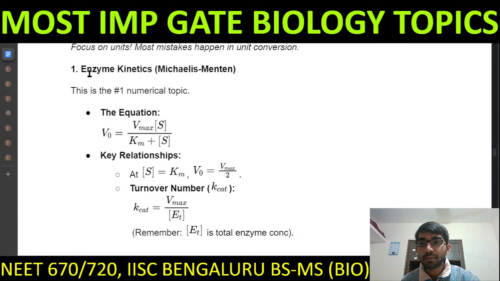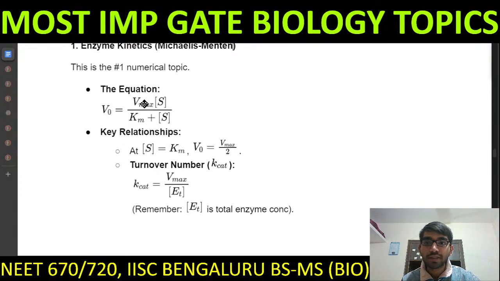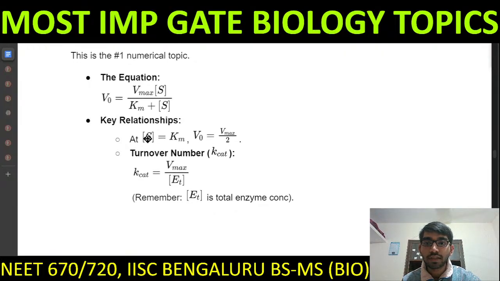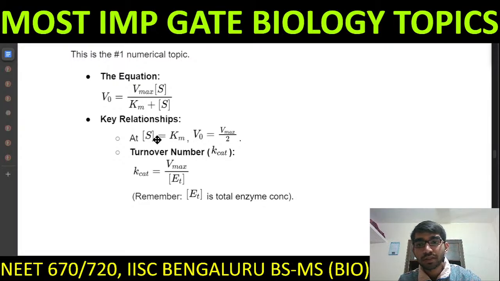First one, enzyme kinetics, the very, very important Michaelis-Menten equation. V naught equals V max times substrate concentration divided by Km plus substrate concentration. Remember, when the substrate concentration equals Km, then V naught becomes equal to V max by 2, half of the maximal velocity. So when the V max by 2 velocity is achieved, the Km equals that substrate concentration.